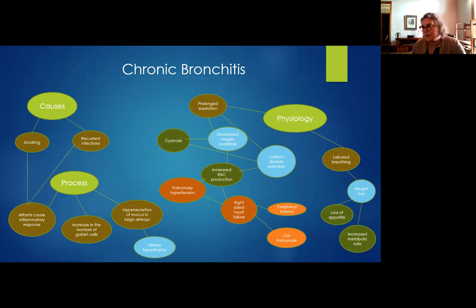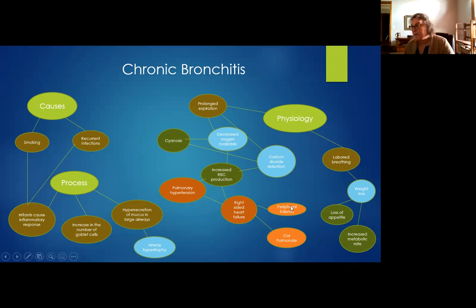And that increased RBC production actually leads to pulmonary hypertension. There's just so much blood that's going on in the body because it's oxygen starved. And then it can also cause right-sided heart failure. And what will happen is that with right-sided heart failure, there's just so much blood to move through the lungs and it's so hard to move it. The right side of that heart, that right ventricle that's in charge of moving things through the lungs, starts to fail.